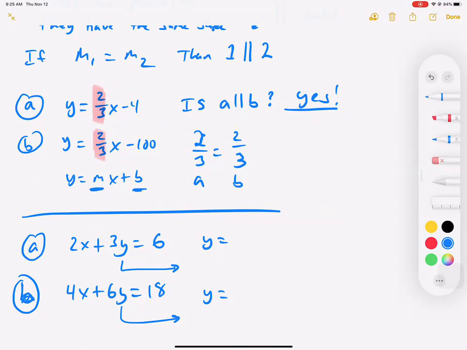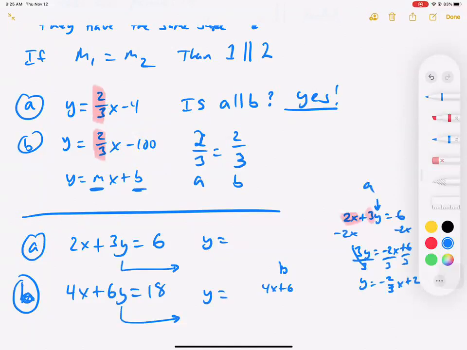Okay, I'm going to do the work on the side. 2x plus 3y equals 6. I'm solving for y. So we get rid of the 2x and the 3. Make sure you get the order right. We get rid of the 2x first, and then we get rid of the 3. Then divide by 3 on both sides. y is equal to negative 2 over 3x plus 2. Okay, that's line A. Let's look at line B.